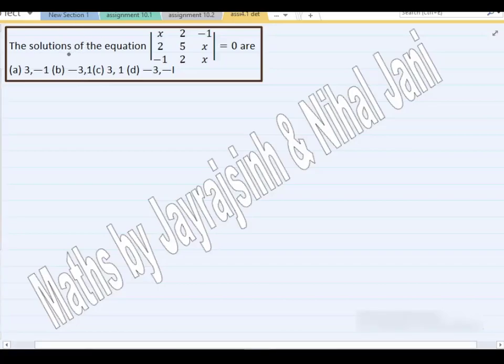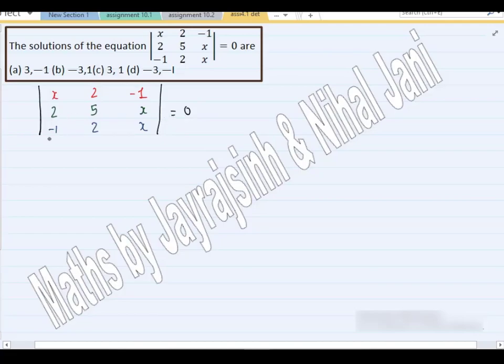In this question, we have to solve the determinant equation. So first of all, let's write down our determinant equation. And here we have x, 2, minus 1; 2, 5x, minus 1; 2, x, 2x. Determinant is equal to 0.